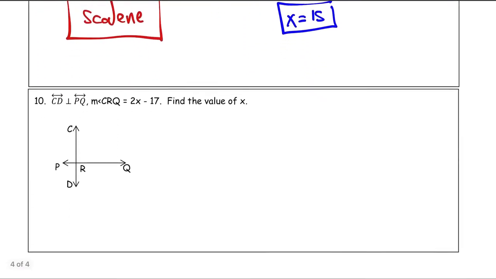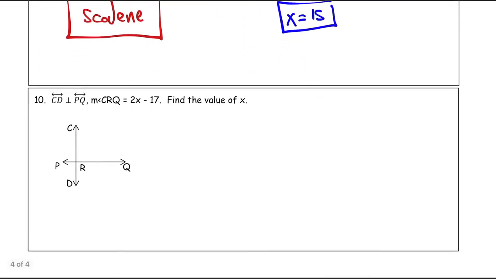And the last one, we're going to end on an easy note. This one's much easier than the one we just did. So it says line CD is perpendicular to line PQ. So remember, CD is perpendicular. That means they form right angles. So that's a 90-degree angle. It also says the measure of angle CRQ is 2x minus 17. Find the value of x.